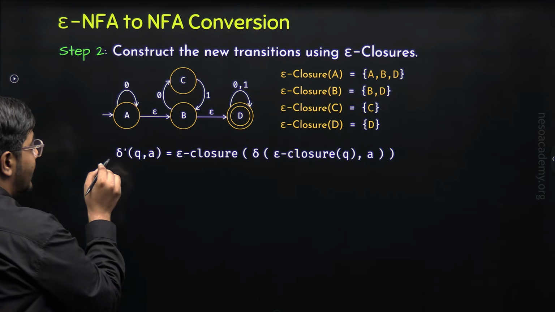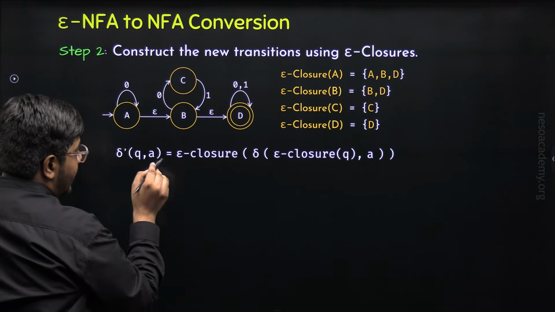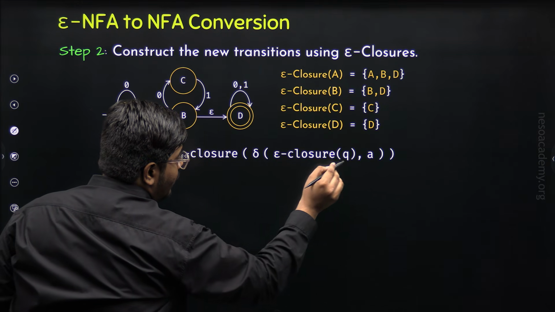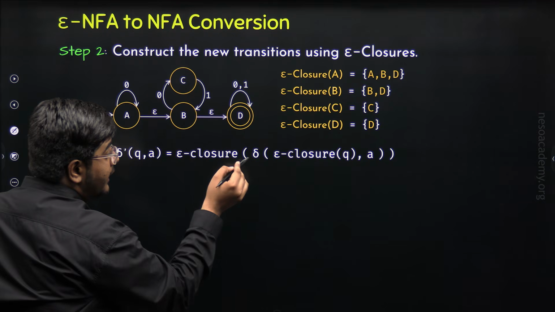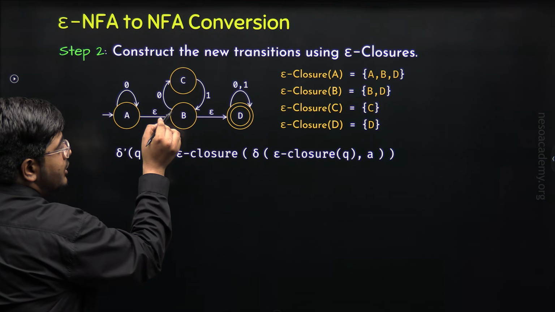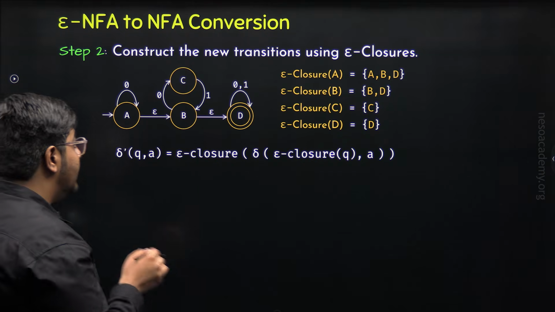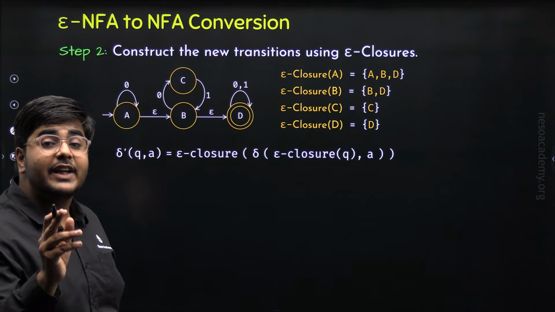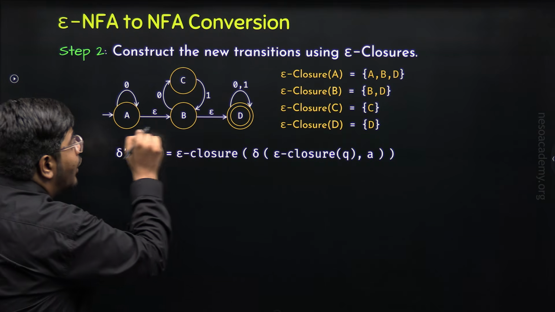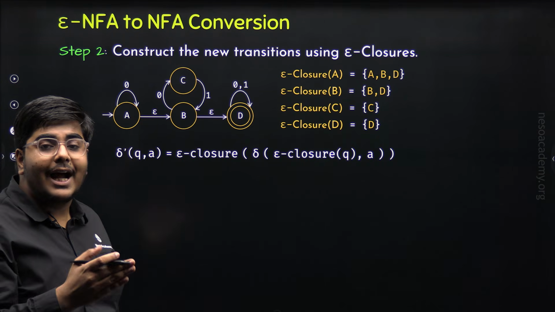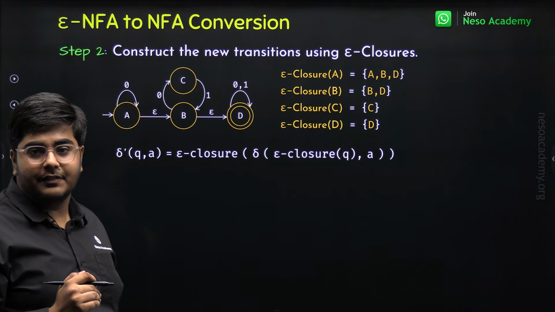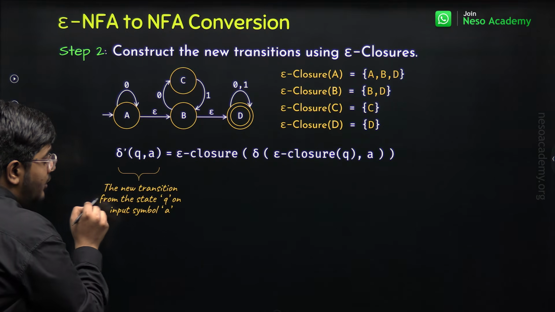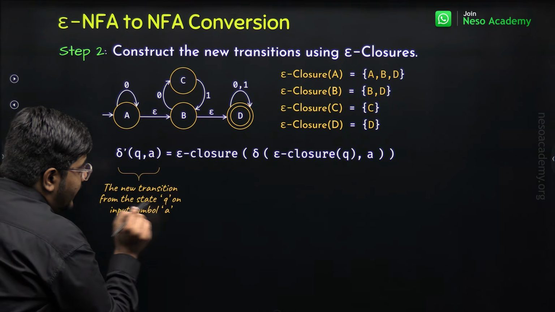The formula is delta dash Q comma A is equal to epsilon closure of delta epsilon closure of Q comma A. Now in this formula, this delta represents the old transitions of epsilon NFA and this delta dash represents the new transition of our resulting NFA. So we have to calculate the delta dash for all the states of epsilon NFA so that we can get the new transitions of our NFA. So delta dash Q comma A means the new transition from the state Q on input symbol A.